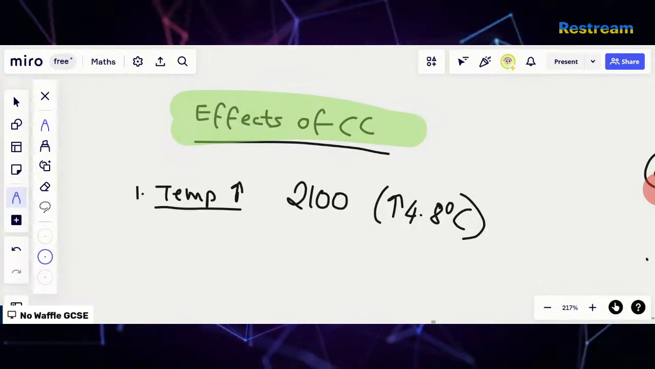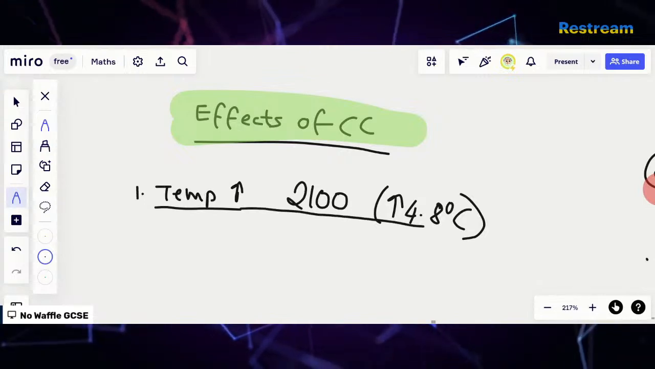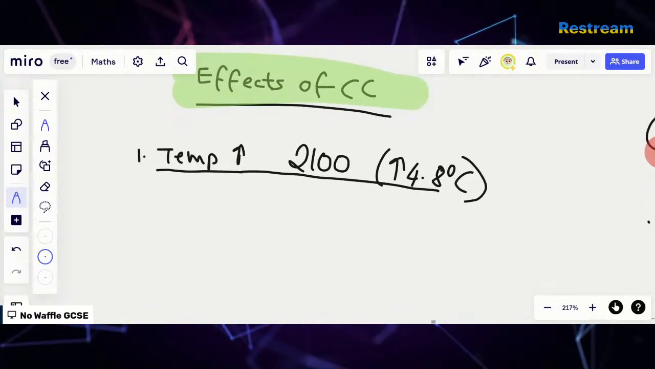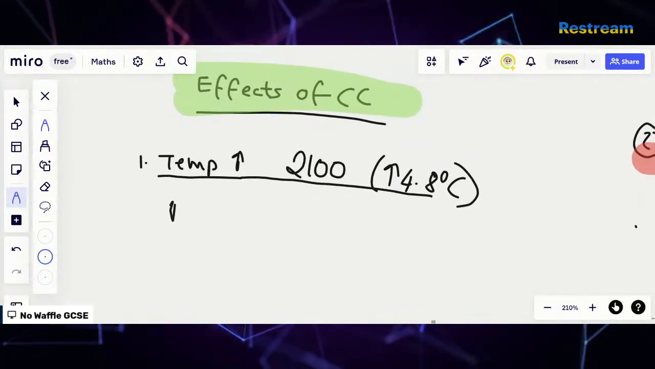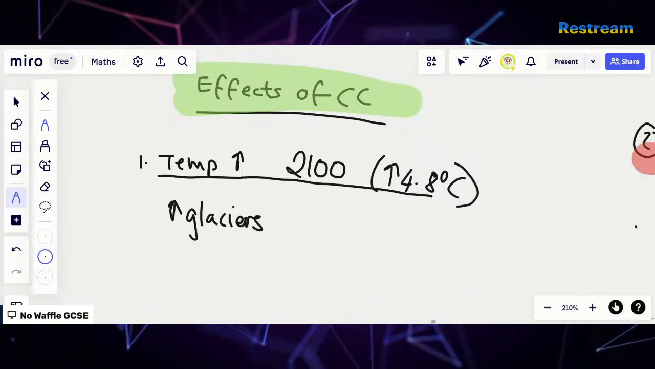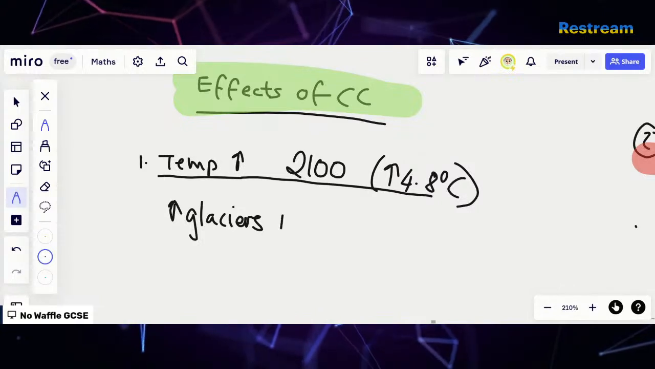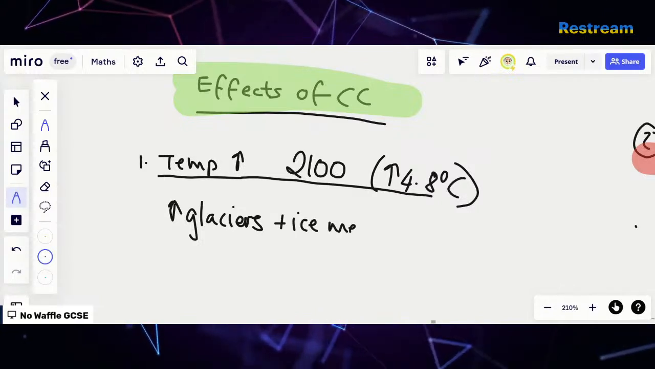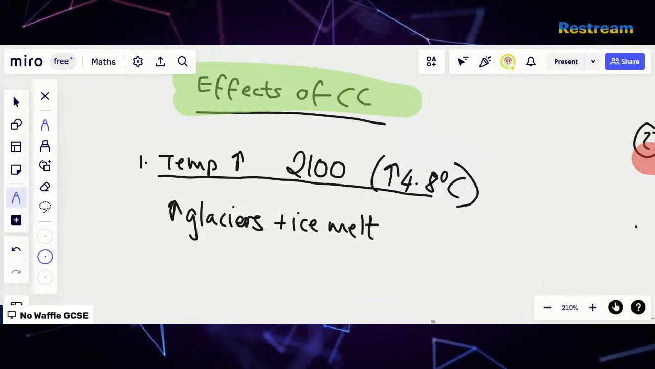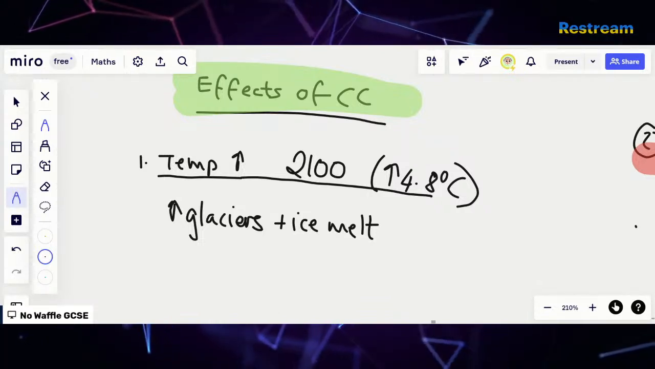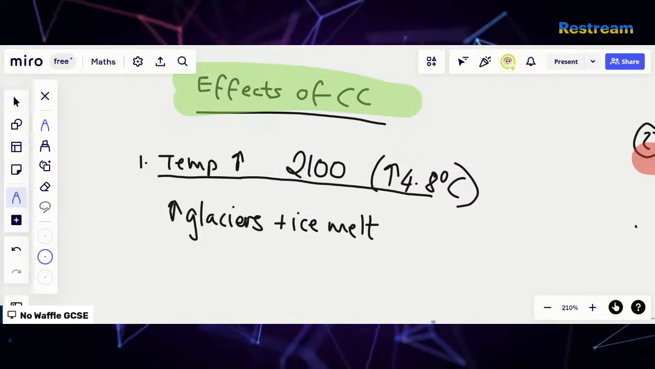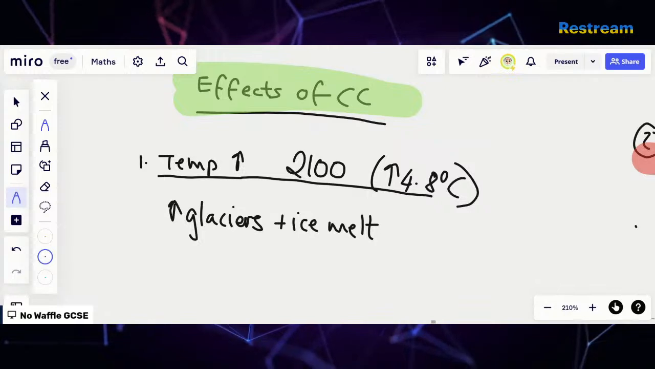Now, this then causes major effects. So because of this temperature increase, it has major effects and major cycles. So if we increase the temperature, this means that there's more likely for glaciers and ice to start melting. Now, when this melts, this means that water stored on the land is returning to the oceans, and this then causes the sea levels to rise.